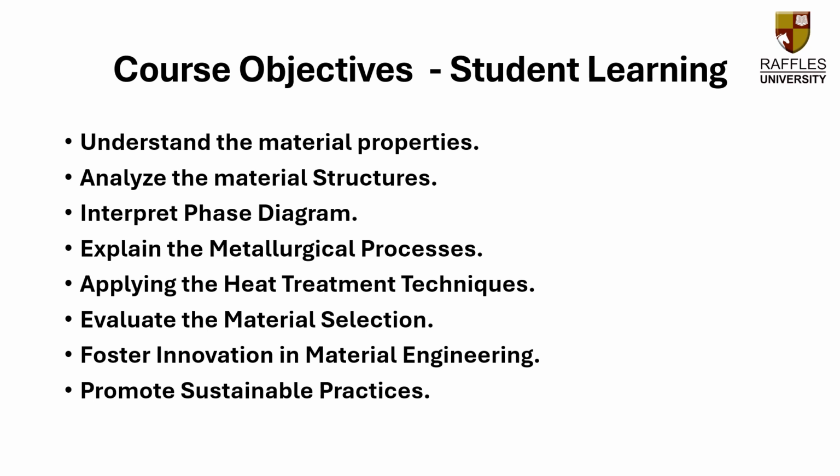Now, what are the course objectives that the student is learning? Understand the material properties, analyze the material structures, interpret phase diagrams, explain the metallurgical processes, analyze the heat treatment techniques, evaluate the material selection, foster innovations in material engineering, promote sustainable practices.